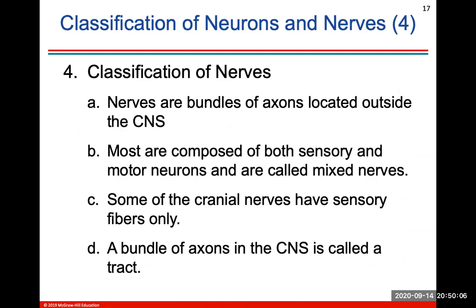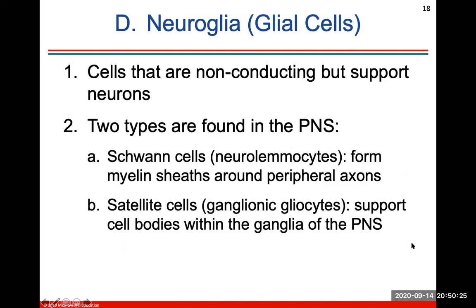More classification of nerves. Nerves are just bundles of axons put together, located outside of the central nervous system. And you can read through: some nerves contain both sensory and motor neurons and are mixed. Some of the cranial nerves have sensory fibers only. And a bundle of axons in your central nervous system is called a tract, and we'll come back to that.